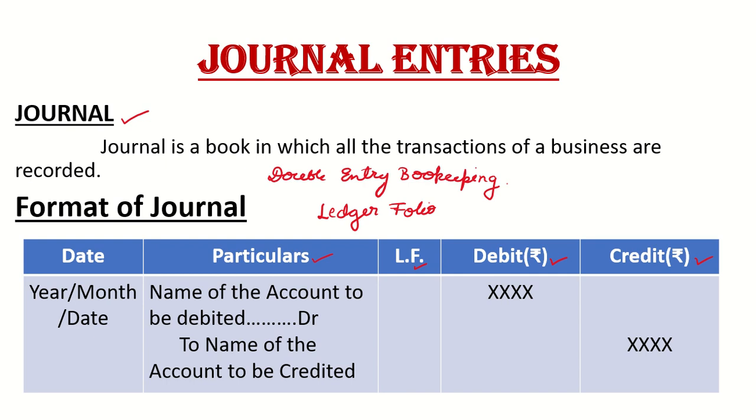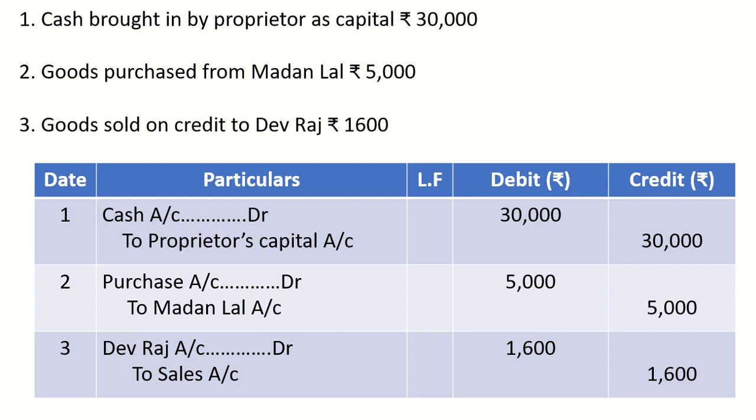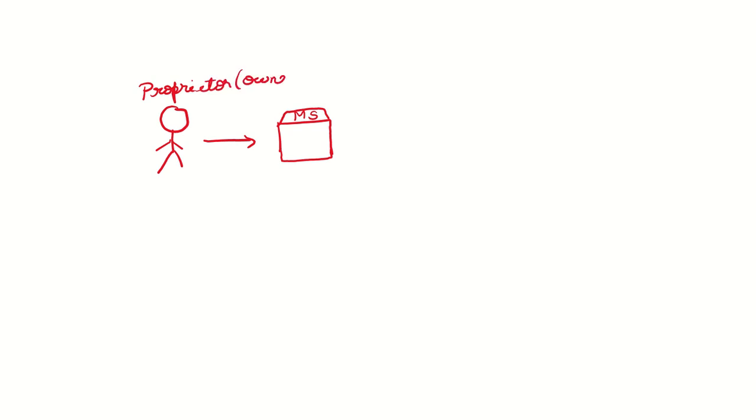So now we'll start with the journal entries. Okay, how to record the journal entries. So first entry here is cash brought in by the proprietor as capital rupees 30,000. Okay, so let me give you an example first. Suppose there is a person who wants to start a business. Okay, so suppose he is starting a medical shop. Okay, so this person who is starting the business, he is known as proprietor. Okay, proprietor, or it can be an owner of the business.